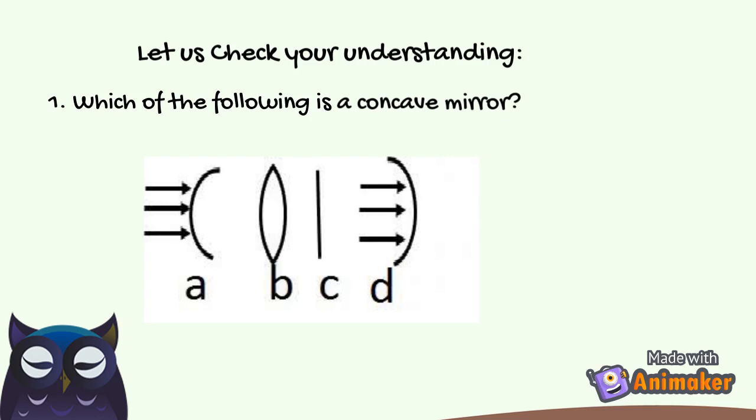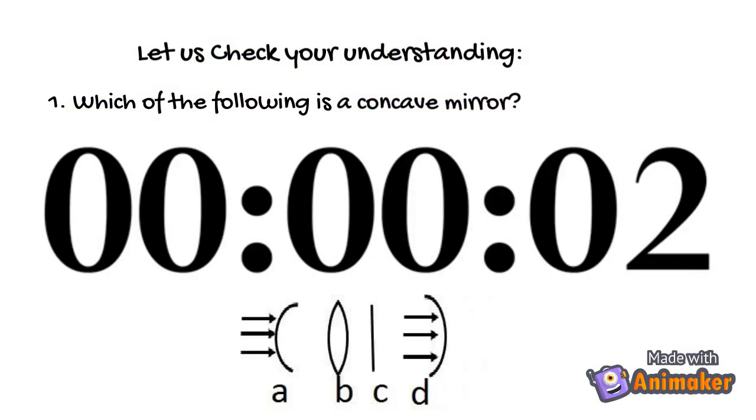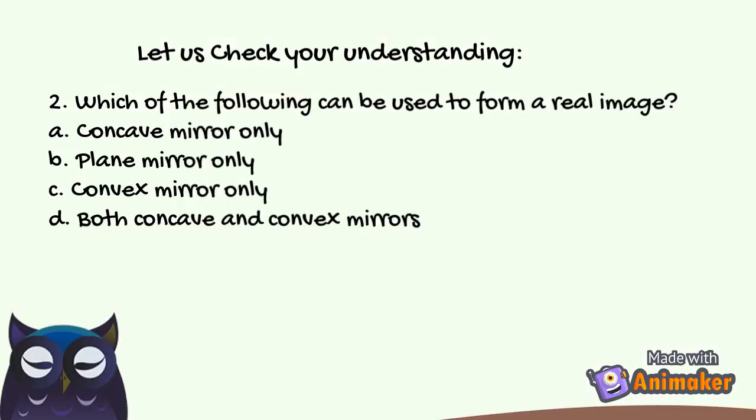Now let us check your understanding. Number one, which of the following is a concave mirror? Is it letter A, letter B, letter C, or letter D? Number two, which of the following can be used to form a real image? A, concave mirror only, B, plane mirror only, C, convex mirror only, or D, both concave and convex mirrors?